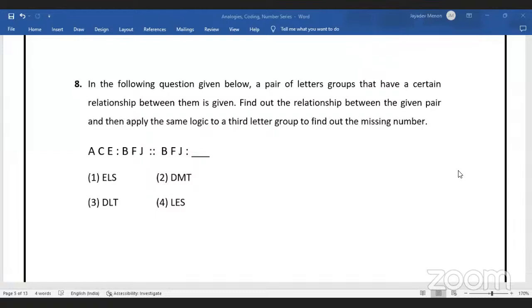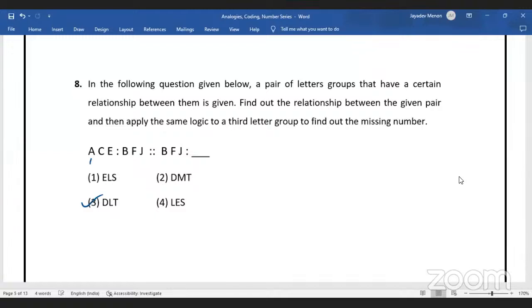Very good, Kavya, Anjana, Swati, Devika. DLT, option 3 is correct. So we have pair of letters. So we need to check with their alphabetical position. So in the first pair, we have ACE and BFJ.